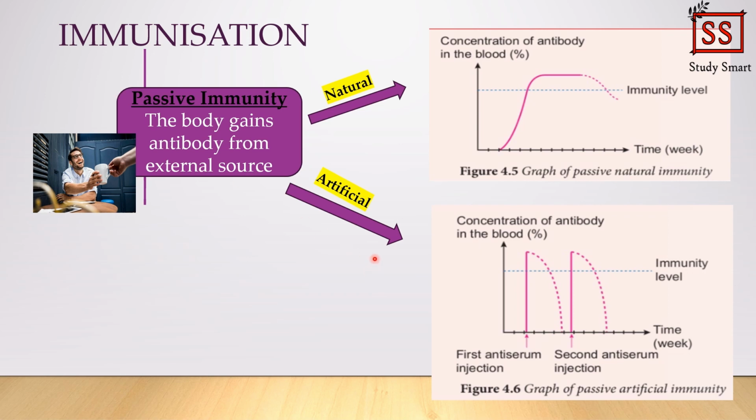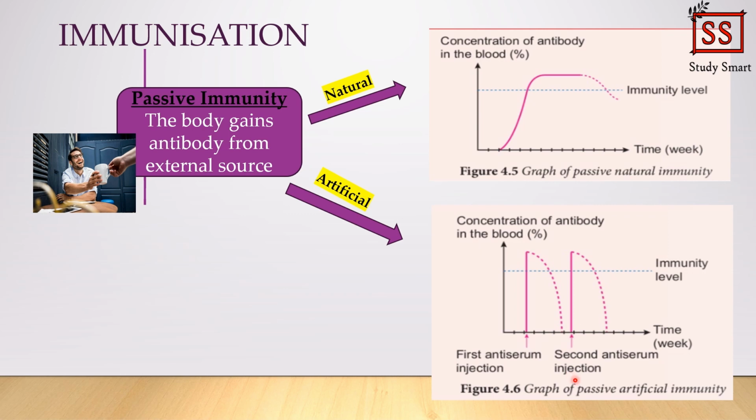Now let's look at the artificial way of obtaining passive immunity. The artificial way is by injecting the anti-serum itself. When you inject the anti-serum, which is a type of antibody, what will happen? It will directly increase and give effect immediately. But you need to know that the concentration of the antibody will only last until it fights the disease. Once it has fought the disease, the antibody will start to drop back.